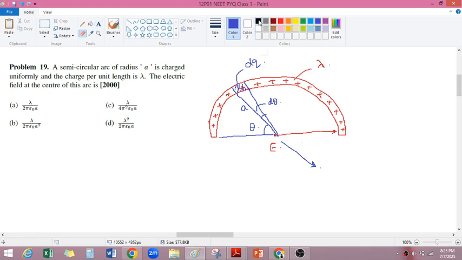Correct? So electric field will be pushed this way. Now listen carefully, if I take this as theta, then you should know this is also theta, which means electric field in this direction should be E cos theta, and electric field in this direction will be E sin theta.